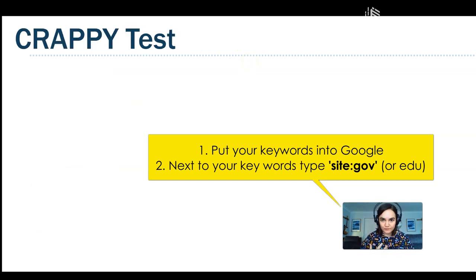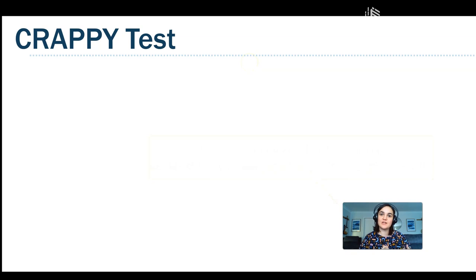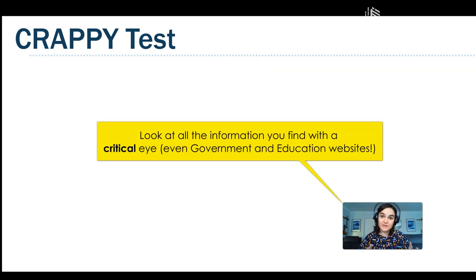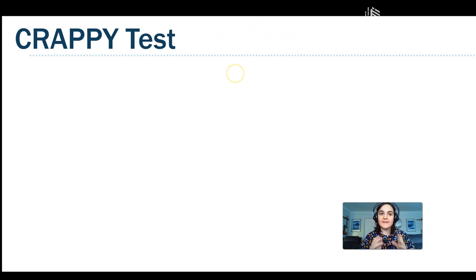Now, even when you filter your results and you find those government websites and education websites, it's still really important to look at everything, all the types of information we find, with a critical eye. So we need to be questioning and making sure that the information is reliable. So at the State Library, we use this test called the Crappy Test. Easy to remember, you won't forget it. And what it stands for, C is currency.